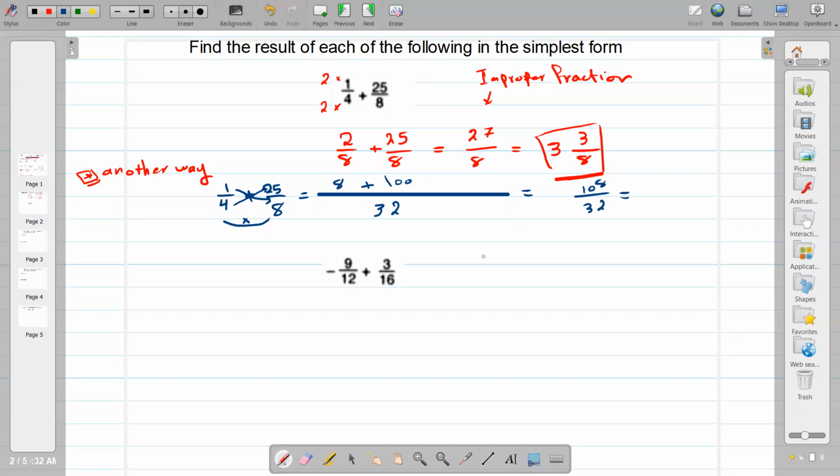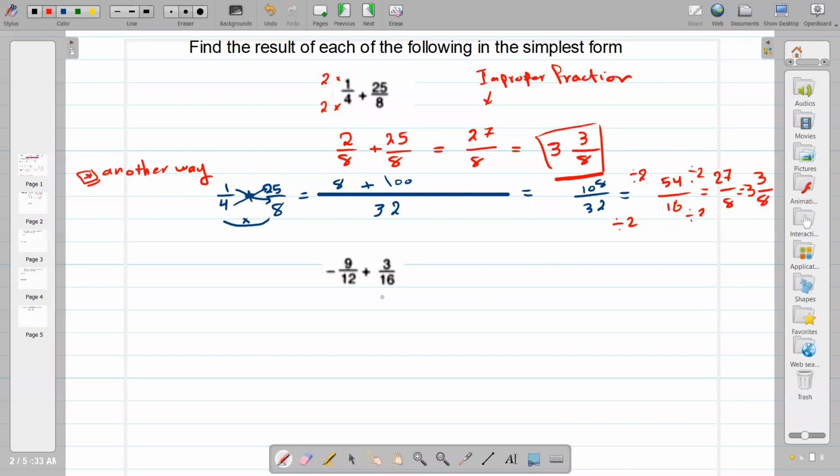Okay, you can simplify now. Dividing by what? Dividing by 2, for example, or 4. Both of them are correct. 108 divided by 2 is 54, and 32 divided by 2 is 16. Also, another dividing by 2 equals 27 over 8, the same result. And now we can convert this improper fraction to a mixed number, 3 and 3 over 8.